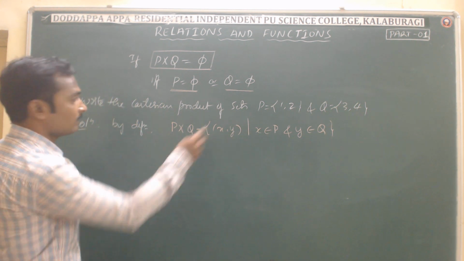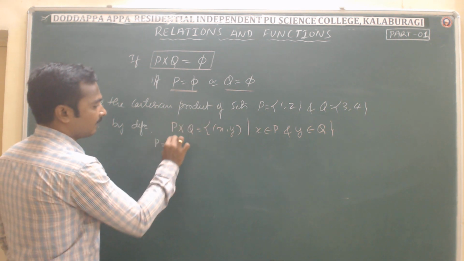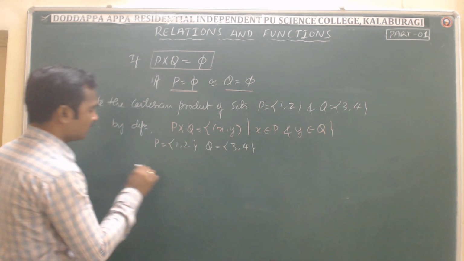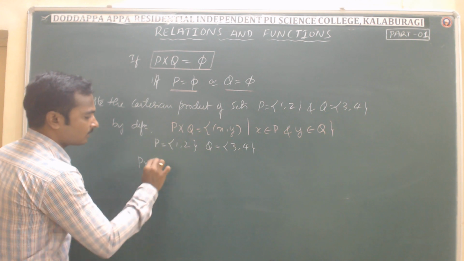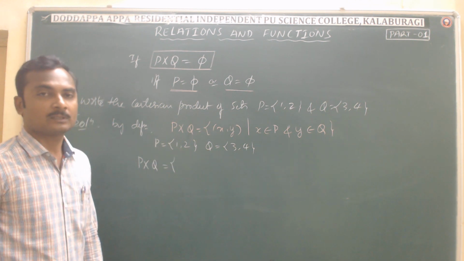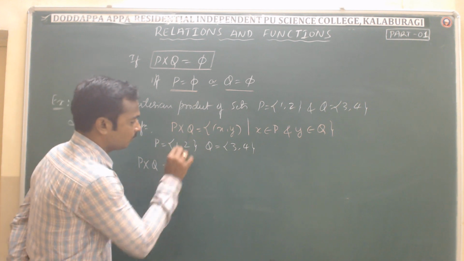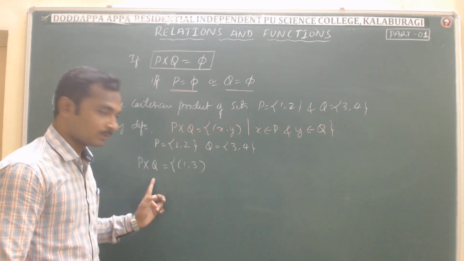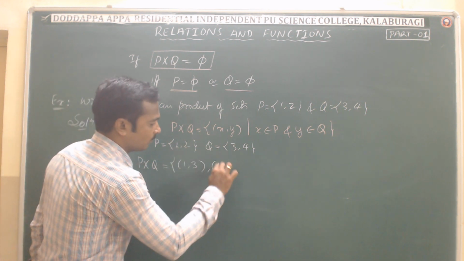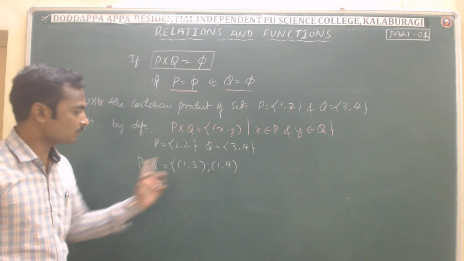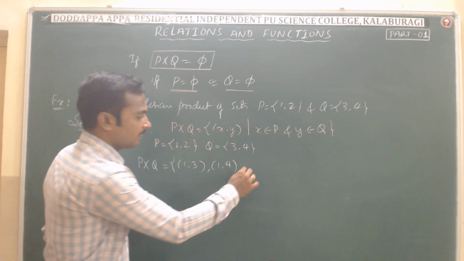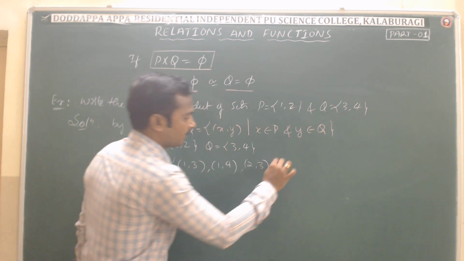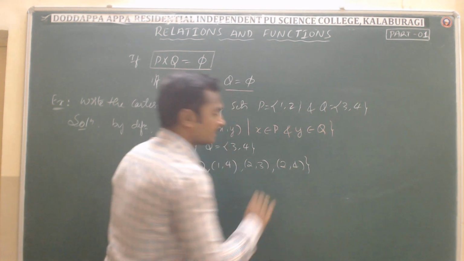So let us try to find. What is given? Given is the set P is 1, 2 and set Q containing 3, 4. Then the Cartesian product P cross Q contains the ordered pair elements 1, 3. You can see 1 belongs to P, 3 belongs to Q. 1, 4. 1 belongs to P, 4 belongs to Q. Similarly, come back to the element 2: 2, 3, 2, 4. Now that's the end of the relation.